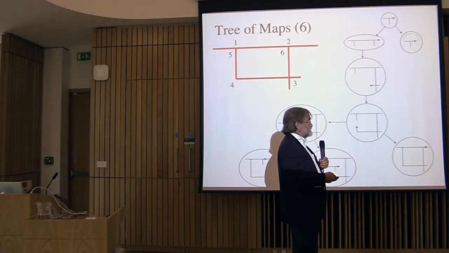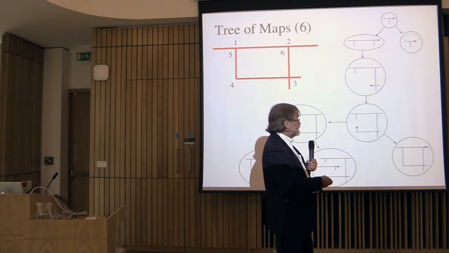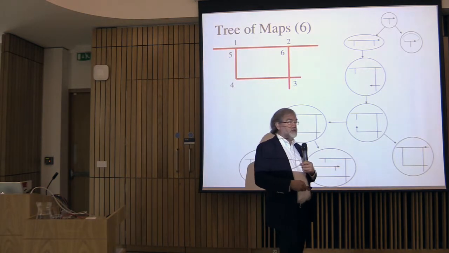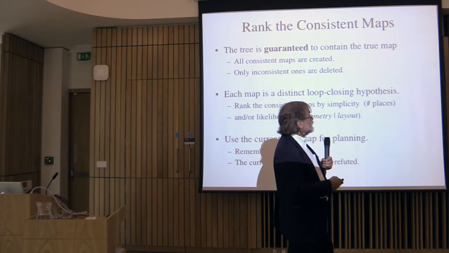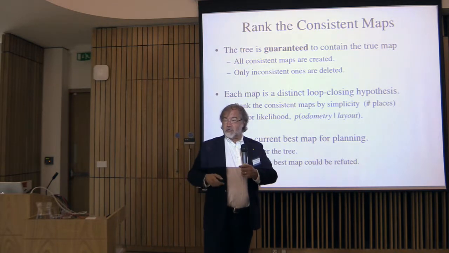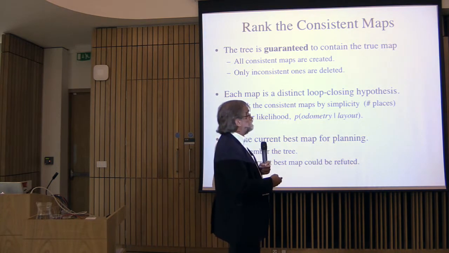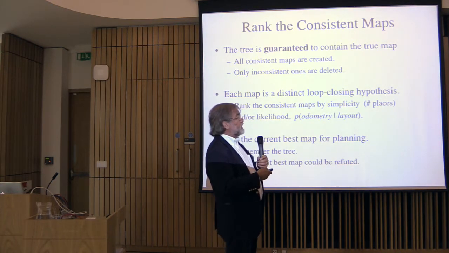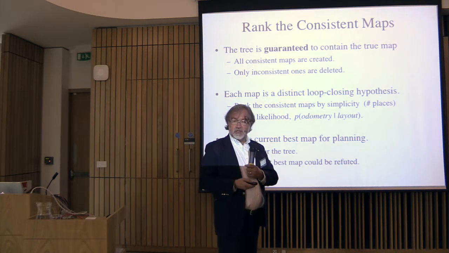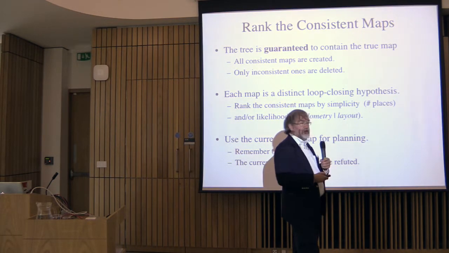Now, we know this is the correct one. But actually all three of these hypotheses are consistent with the sequence of observations that we've gotten. So this tree, under some assumptions like we can't have missed places, is guaranteed to contain the true map, because all consistent maps are created and only inconsistent ones are deleted. And each map is a distinct loop closing hypothesis.